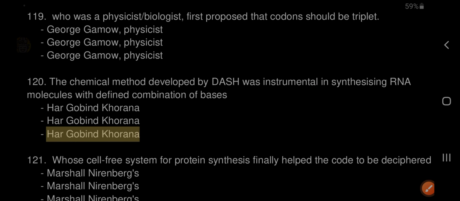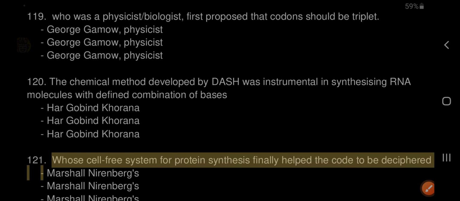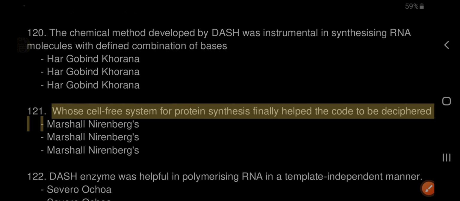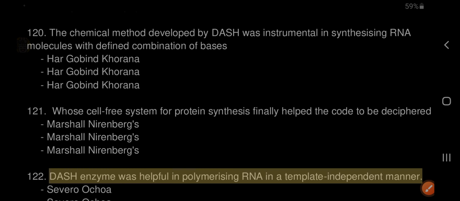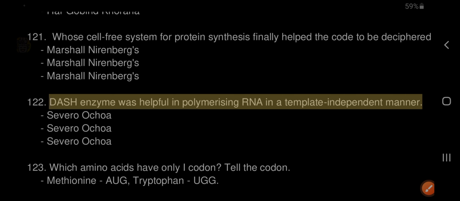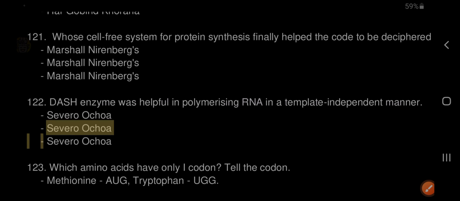121. Whose cell-free system for protein synthesis finally helped the code to be deciphered? Marshall Nirenberg's. 122. Which enzyme was helpful in polymerizing RNA in a template-independent manner? Severo Ochoa.